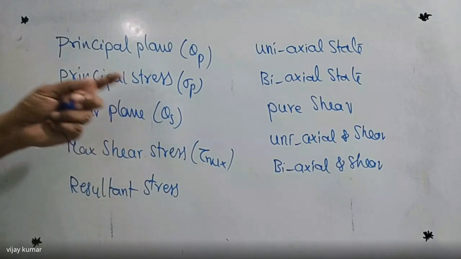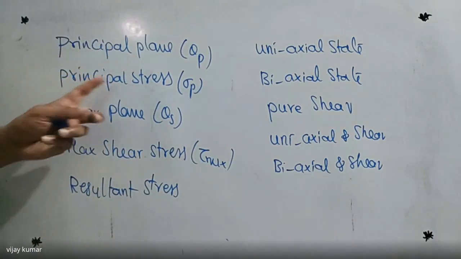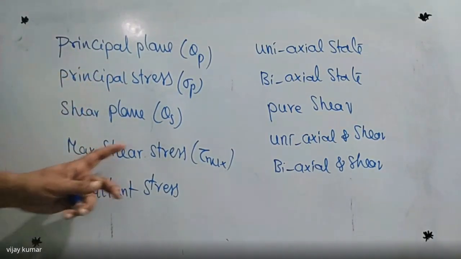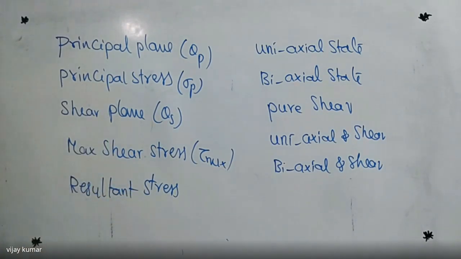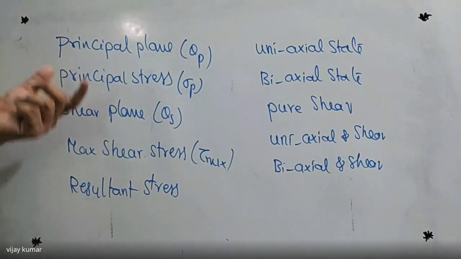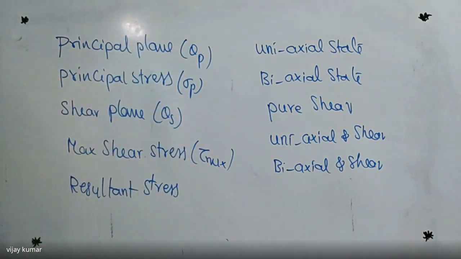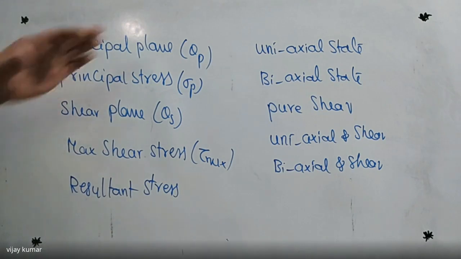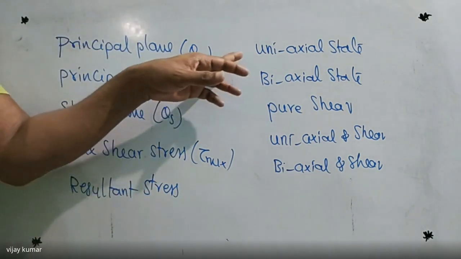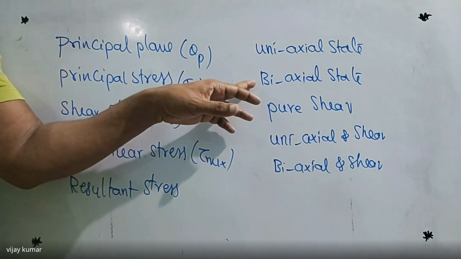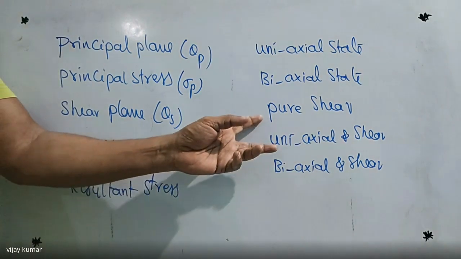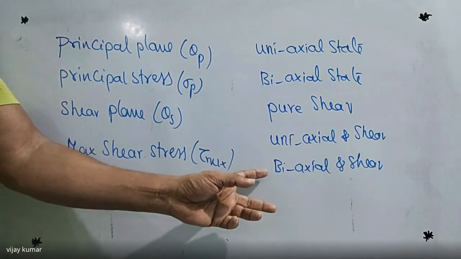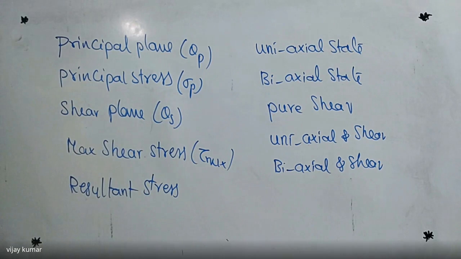In each case, we have to calculate the principal plane, principal stress, shear plane, maximum shear stress, and resultant stress. I have already given you the formulas required to find these five variables in each case. I have already given some problems on these cases. The uniaxial case is over, so I'm giving some problems on the biaxial state also. After that, I'm going to give pure shear, uniaxial and shear, and biaxial and shear. After that, I'm going to explain to you.